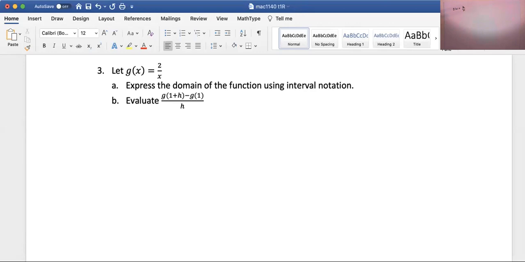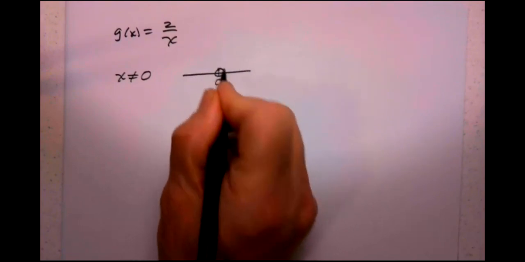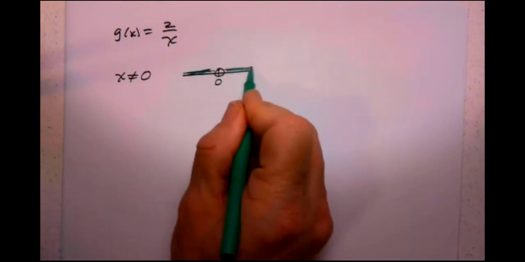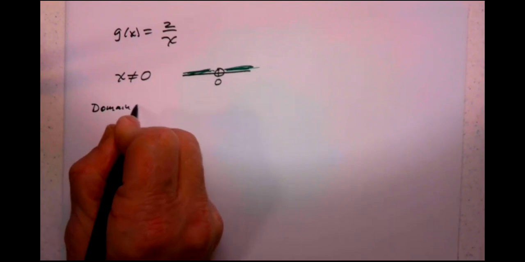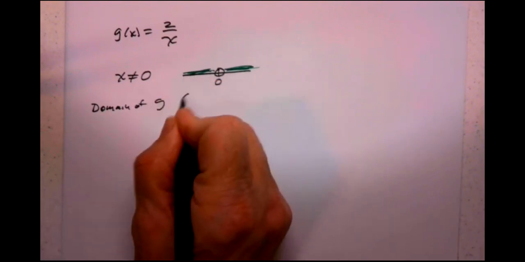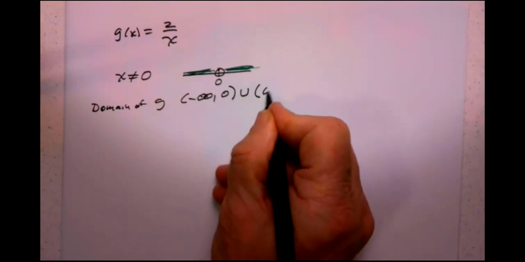g of x is 2 over x. Well, we cannot divide by 0. So the denominator cannot be 0. x cannot be 0. So in terms of the domain, we look at the number line. We remove 0, but then everything else is used. So the domain of g in interval notation is, from left to right, from negative infinity to 0, round bracket, union, round bracket, 0 to plus infinity.